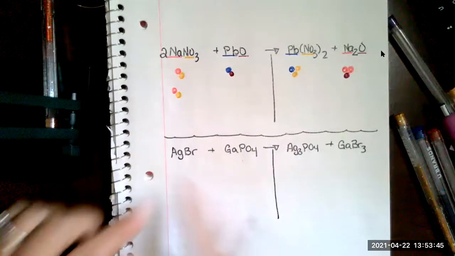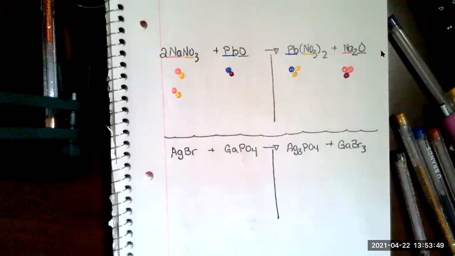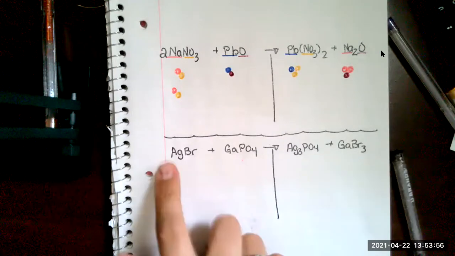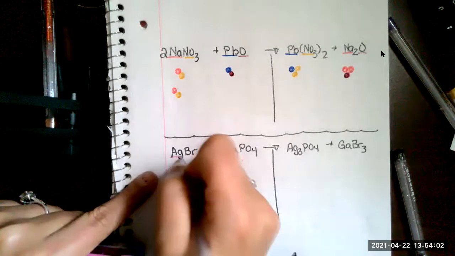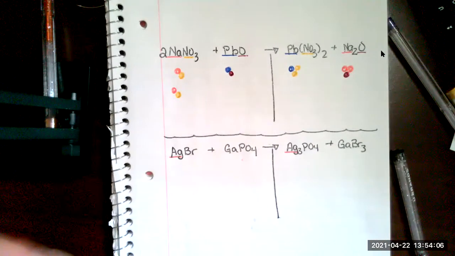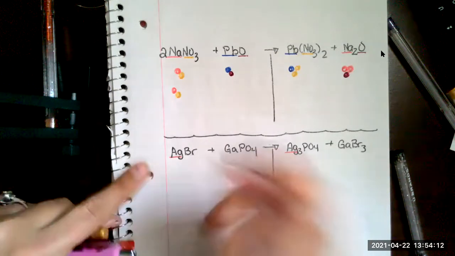So remember, your first step is to always outline your color coding. So for this one, for silver, silver is an element on the periodic table, so I know I'm going to find it on both sides. I'm just going to go ahead and use this pinky color. For bromine, again, bromine is an element on the periodic table, so I'm just going to go ahead and outline that as a blue color.